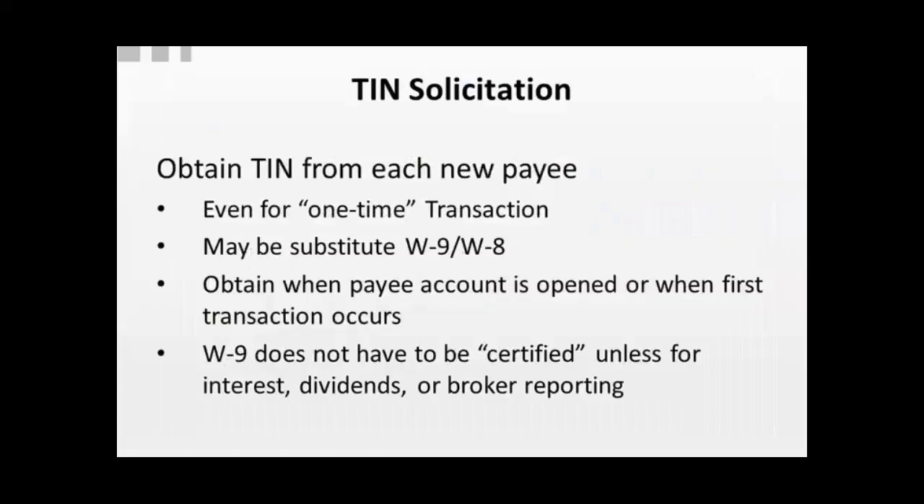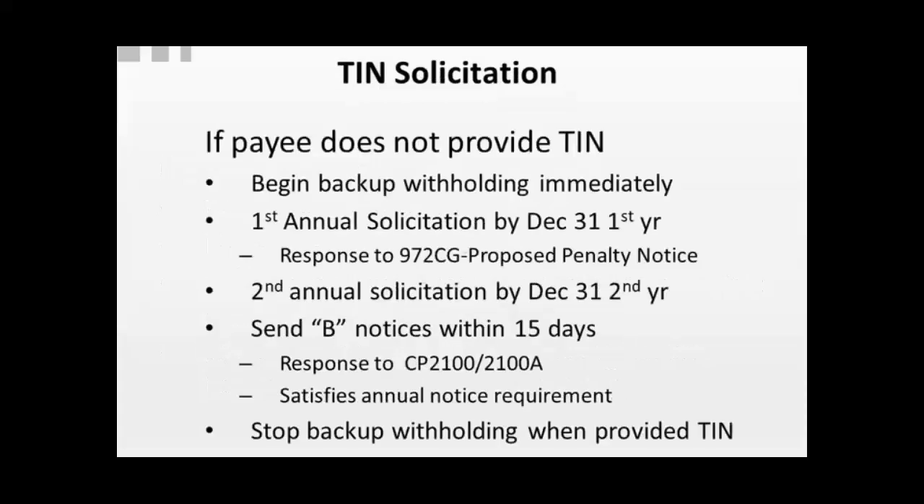that initial solicitation. Okay, obtain a tax ID number from each new payee, even for a one-time transaction, because you may need it later, and if you don't get it, you might have difficulty. Plus that, if you don't have that name and number and you pay them, you are required to withhold the backup withholding. It may be a substitute W-9 or W-8. I've seen them printed on the back of broker statements and purchase orders and things like that, as long as it's got all the correct information. Get it when the pay account is open or first transaction occurs, and again, it doesn't have to be certified unless for certain purposes. If they don't provide you with a number, begin backup withholding immediately.